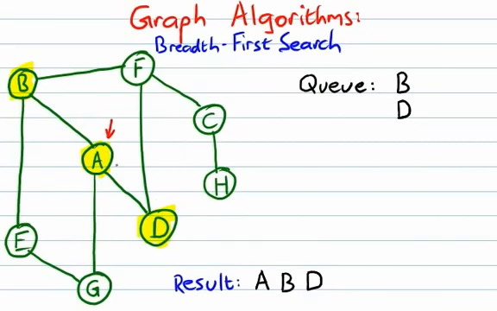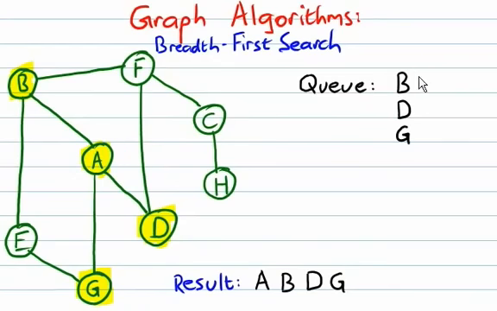We're still at vertex A, so we're going to take a look at any other vertices connected to A that we haven't yet seen, such as G. Mark it as visited, and queue it. Now we've already seen all the vertices connected to A, so there's nothing more to do with A. So we can finish off with A.